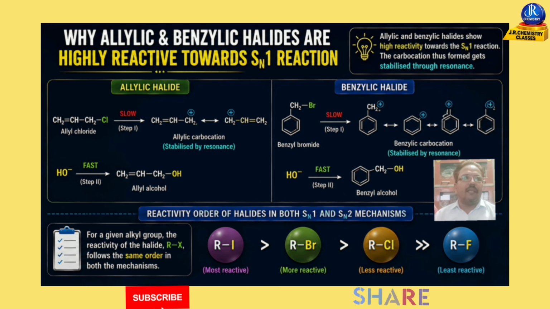Allylic and benzylic halides show high reactivity towards the SN1 reaction. The carbocation thus formed gets stabilized through resonance. For a given alkyl group, the reactivity of the halide RX follows the same order in both of the mechanisms: RI, RBr, RCl, and RF.